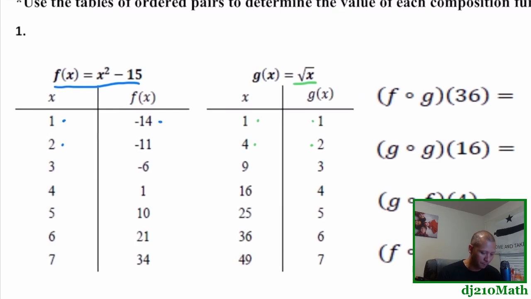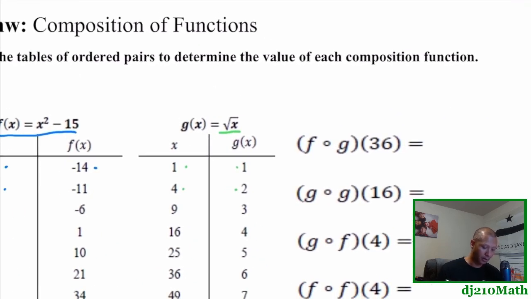So we're going to use these tables to solve the composition of functions. I'm composing one function with another function. Essentially, I'm taking a particular x value, plugging it into g. That's going to give me a value. Then I'm going to plug whatever that is into f. This is f of g of 36, basically. Since 36 is my x, I'm going to plug that into g.